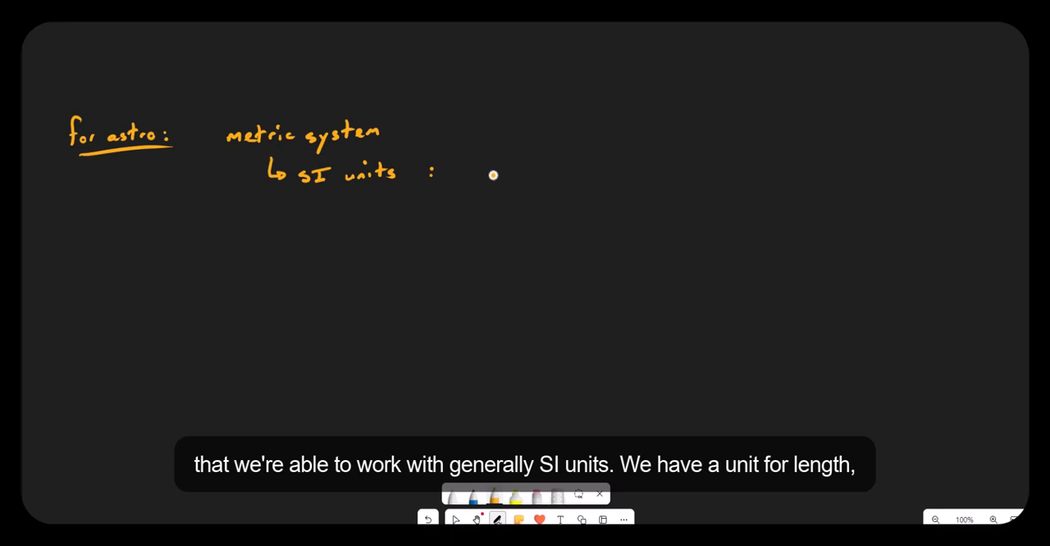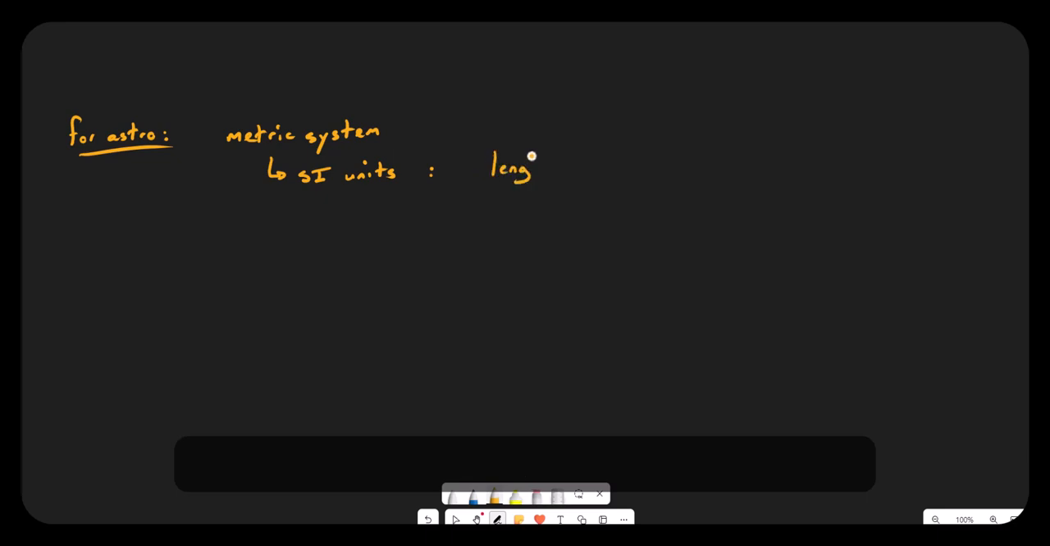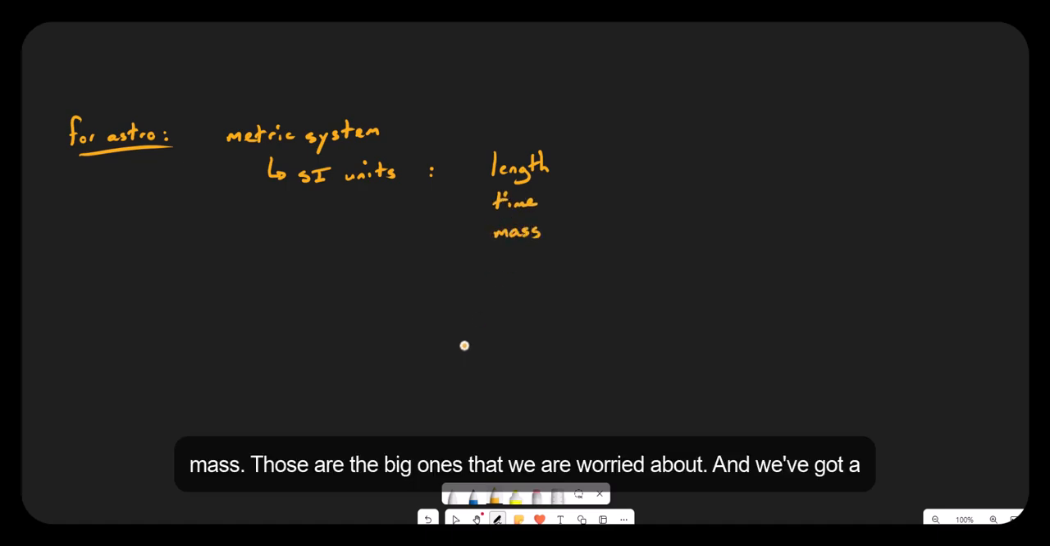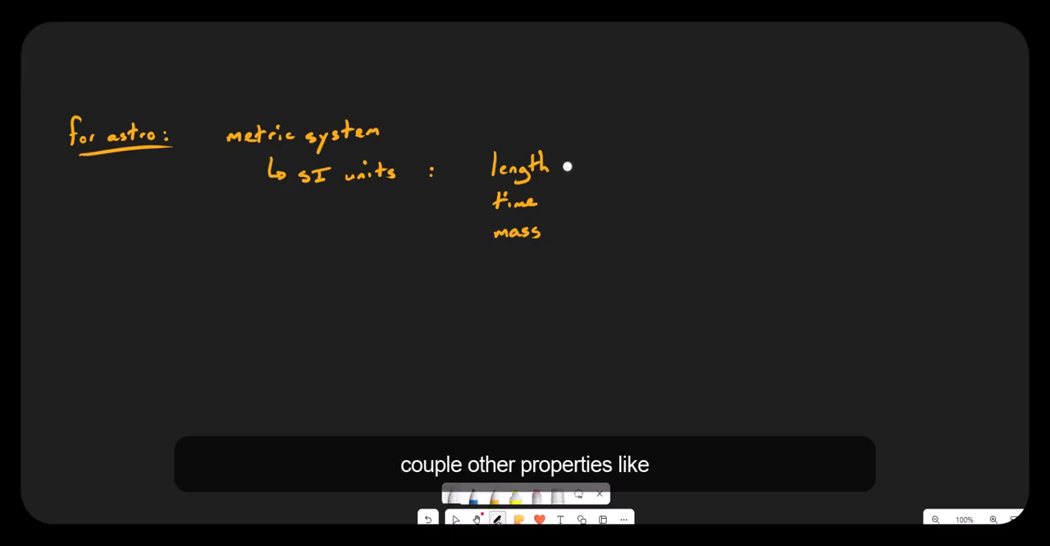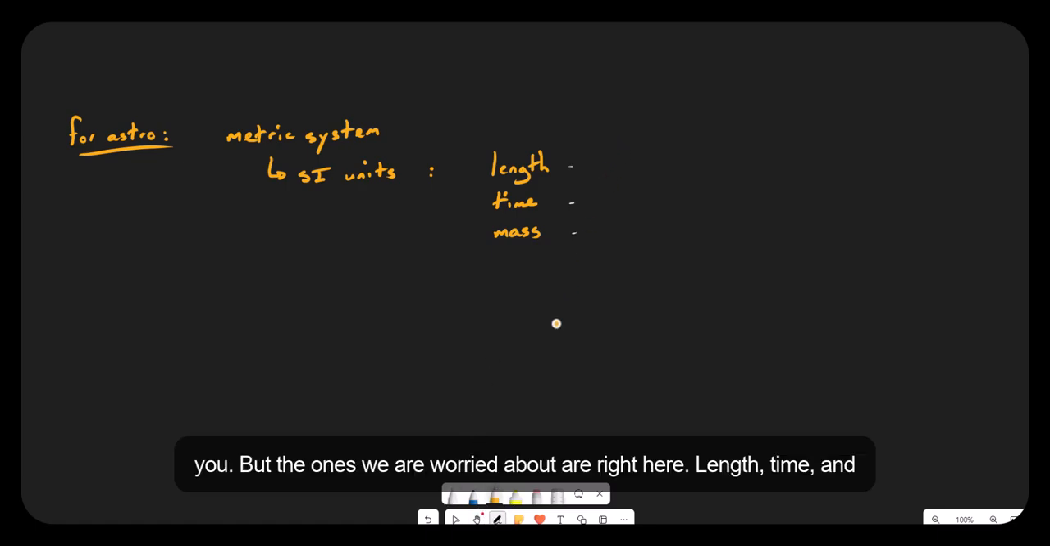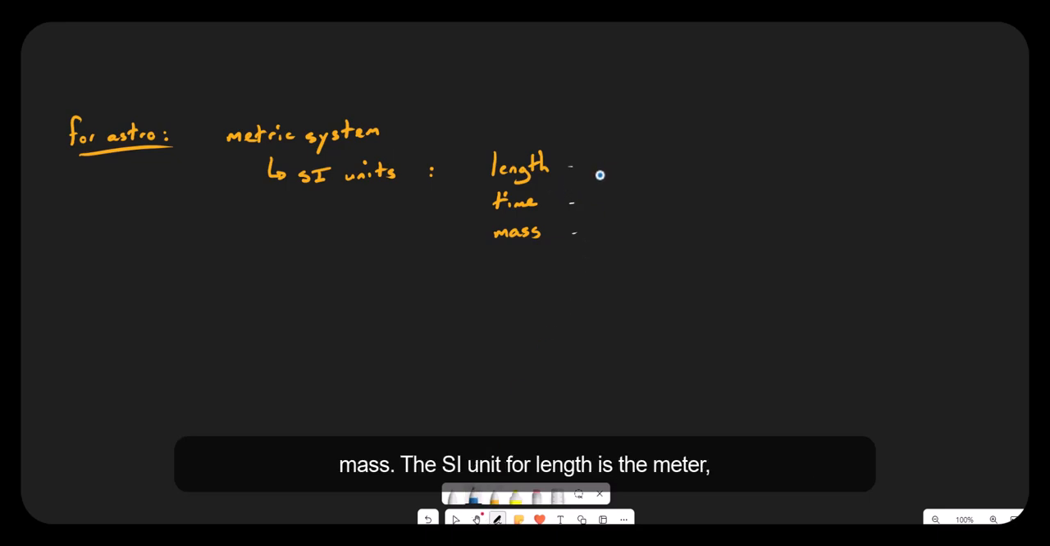Generally, SI units, we have a unit for length, time, mass. Those are the big ones that we are worried about. We've got a couple other properties like charge, spin, or what have you. But the ones we are worried about are right here. Length, time, and mass.